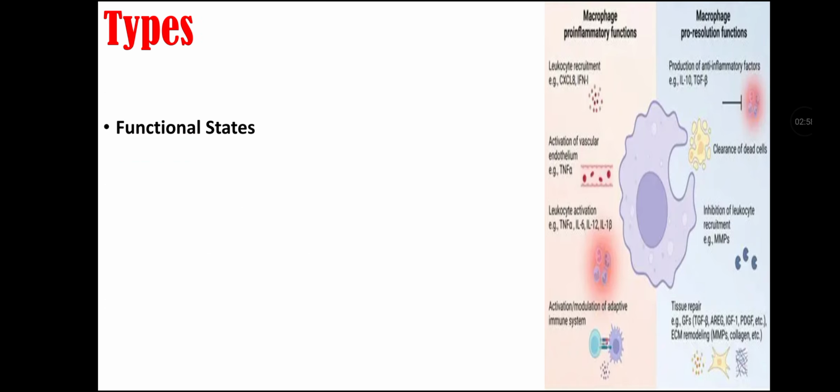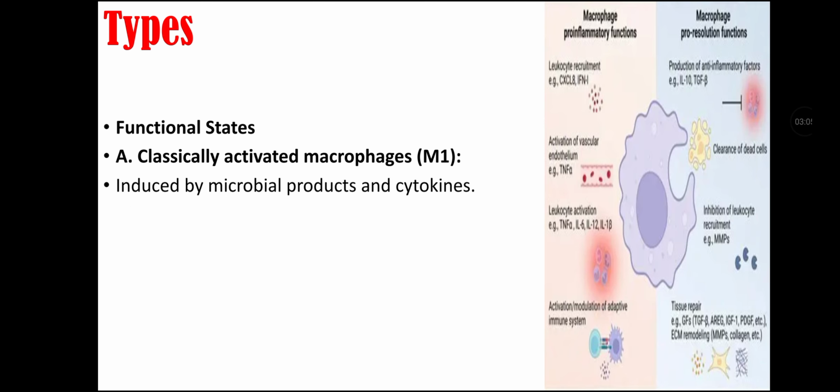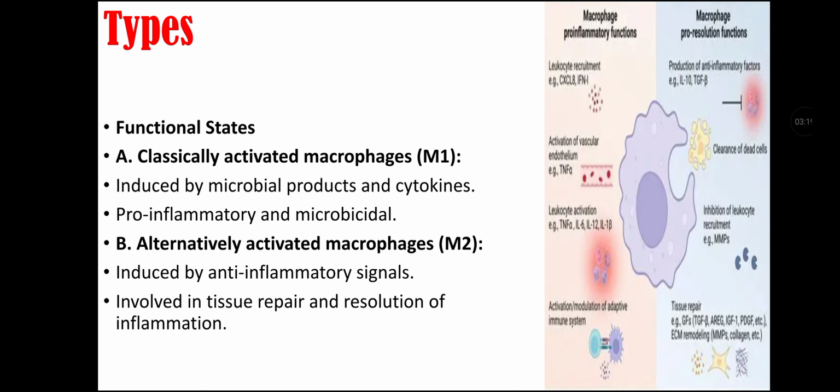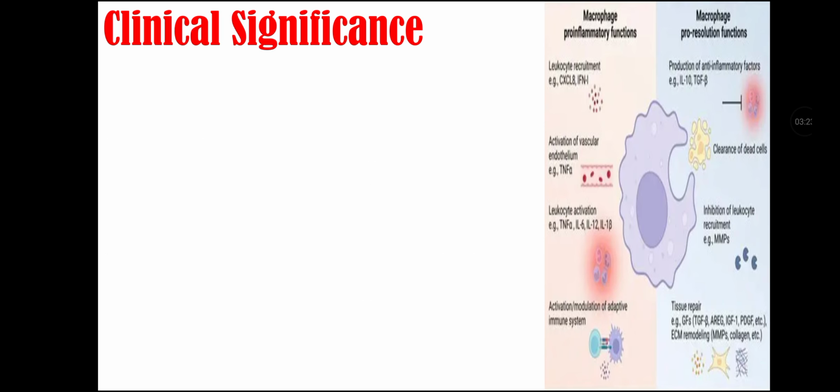Types of macrophages. They are classified on the basis of functional state. They are classically activated macrophages that are induced by microbial products and cytokines, and they are pro-inflammatory and microbicidal. Second type is alternatively activated macrophages that are also called M2. They are induced by anti-inflammatory signals and they are involved in tissue repair and resolution of inflammation.